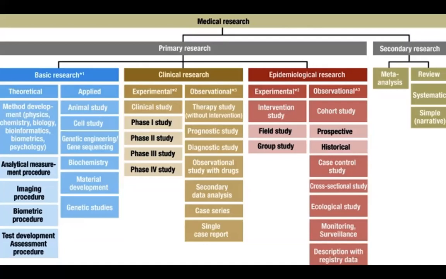While observational studies may be clinical observational study, may be basic observational study. So this was the component of primary research. And on the other side, that is the secondary research. Somebody has done the research and you want to analyze it. Meta-analysis, review articles, systematic and the simple indirect. So this is primary research and secondary research.